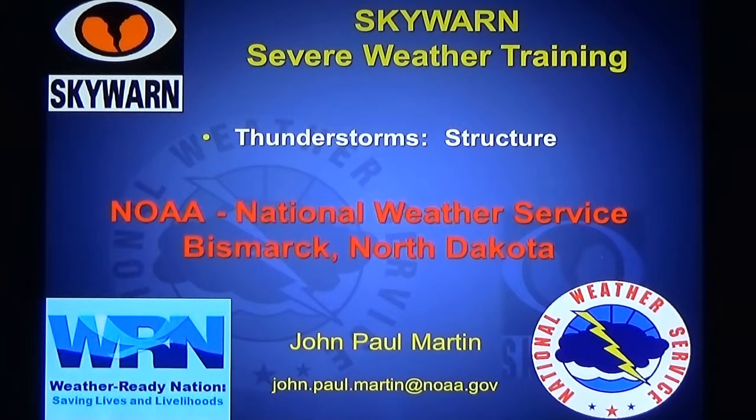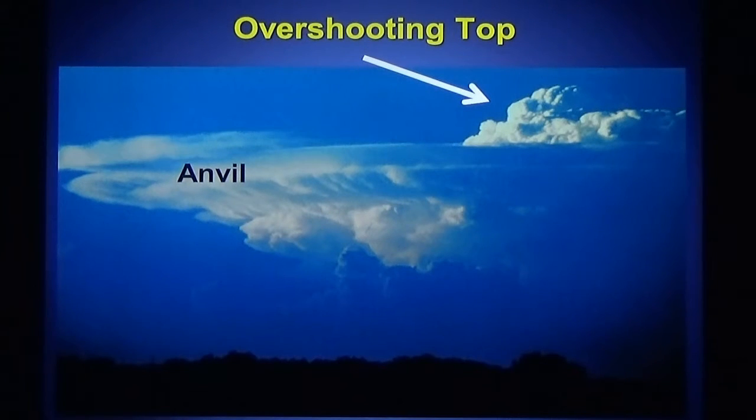In this segment, we'll talk about thunderstorms and their structure. Here's a picture of a thunderstorm that's very intense. Here's the anvil of the thunderstorm. That marks the top of the weather-producing atmosphere for the day. Here we see the overshooting top.